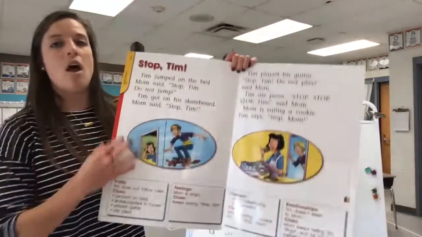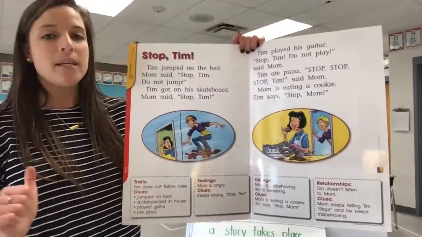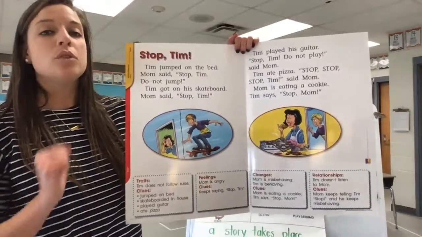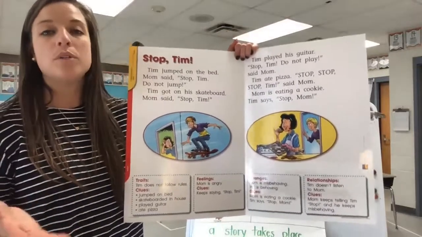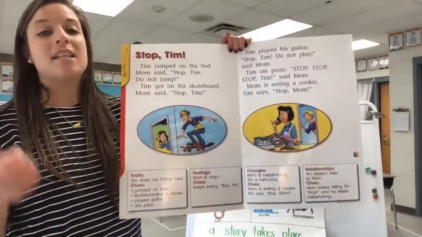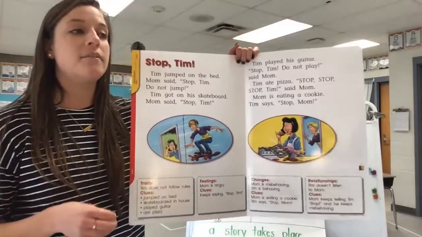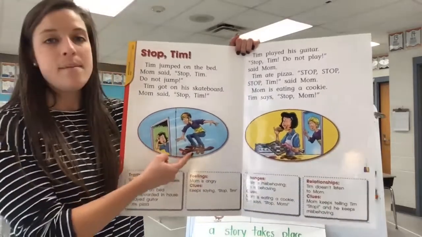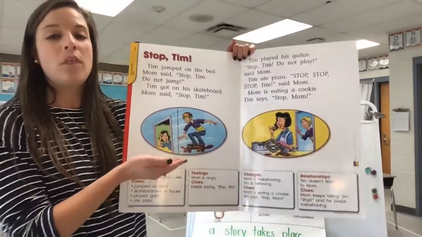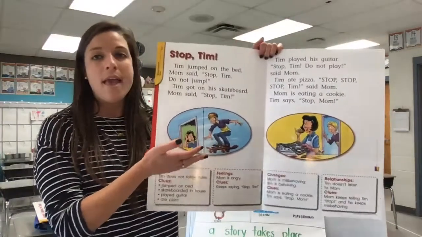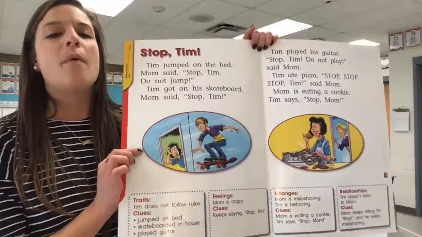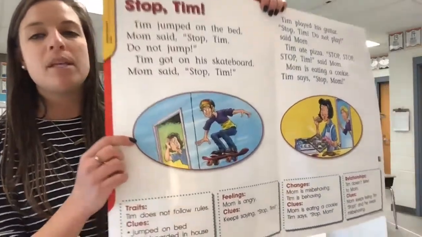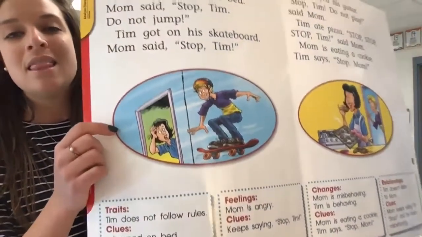We read the poster that's called Stop, Tim, and we used clues from the words and the pictures to help us figure out what was going on. We learned that Tim was doing some things he should not have done. And we talked about how Tim was skateboarding. That was one of the things that his mom told him to stop doing. And we used clues from our picture to realize that the reason she told him to stop is because the setting looks like it's in the house.